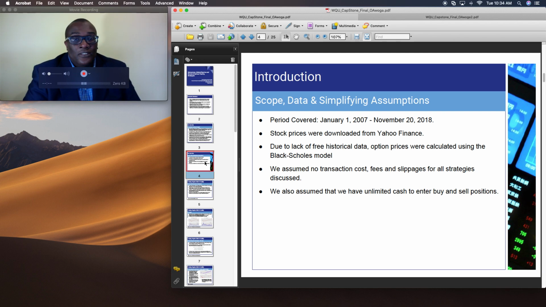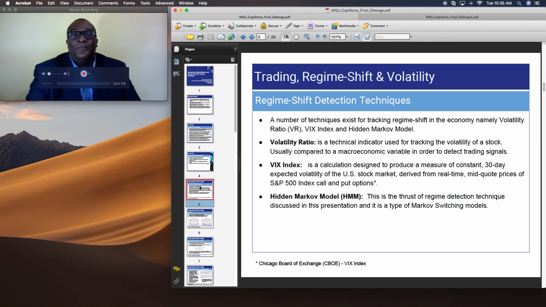Before we start our extensive discussion, it is important to discuss the scope, data, and simplifying assumptions made in this research exercise. This research project covers stock prices, specifically Standard & Poor's Index, from January 1, 2007 to November 20th, 2018. The data used were downloaded from Yahoo Finance. And due to lack of free historical data for option prices, the Black-Scholes model was used to calculate option prices. We also assumed no transaction cost, fees, and slippages for all the strategies discussed in order to keep things simple. In addition, we assume that we have unlimited cash to enter buy and sell positions.